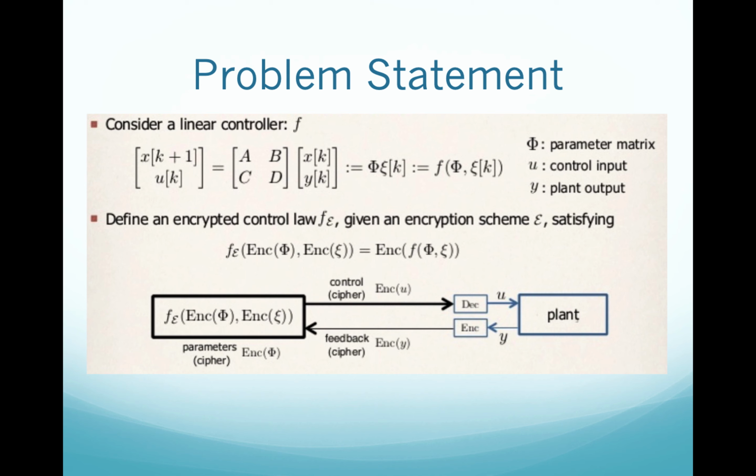It's going to send this encrypted message to the plant. And then that's decrypted at the plant. The plant will process the ciphertext. And then that'll be encrypted when it sends its output, and then back through the feedback signals, and then back to the parameters.